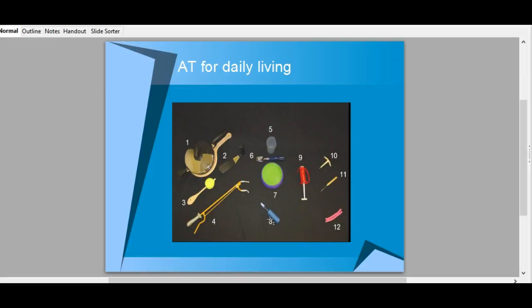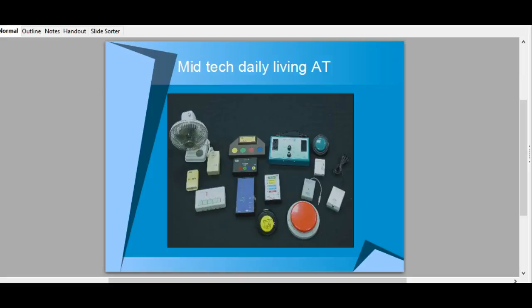Here's a picture of 12 different assistive technologies for daily living. You can probably guess the use of some. And if not, just go to the outline and notes on this PowerPoint, and that will give you the description of all of them. These are mostly used in the kitchen for cooking, and also you can see some tools for repairs.